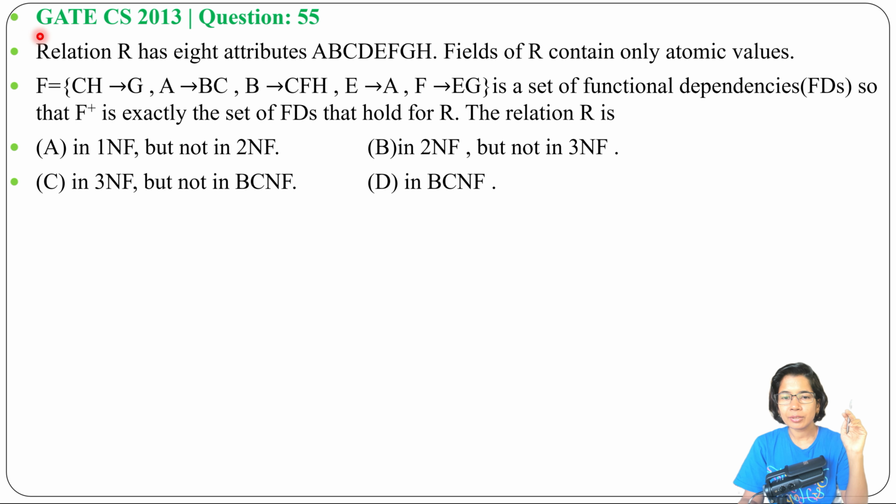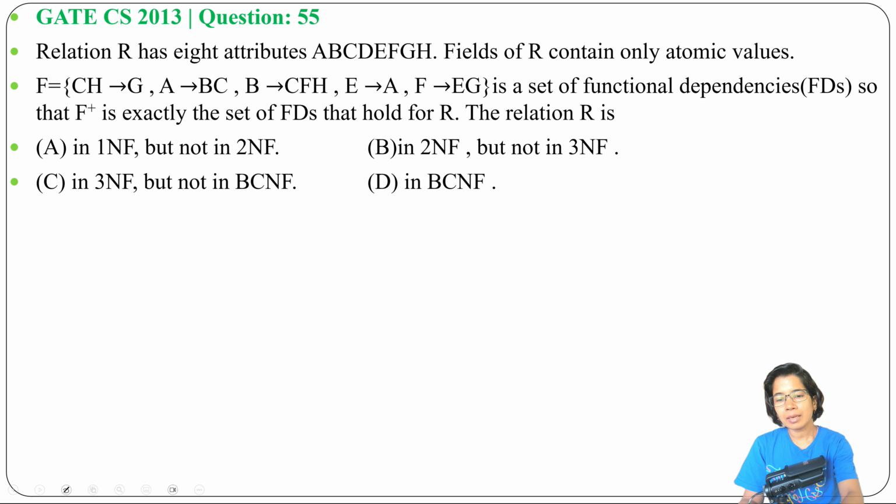Hey everyone, let's solve one previous question of DBMS. This question was asked in GATE CS 2013, question number 55. Relation R has 8 attributes A, B, C, D, E, F, G, H. Fields of R contain only atomic values. A set of functional dependencies is given, and F+ is exactly the set of FDs that hold for R. The relation R is... and 4 options are given.